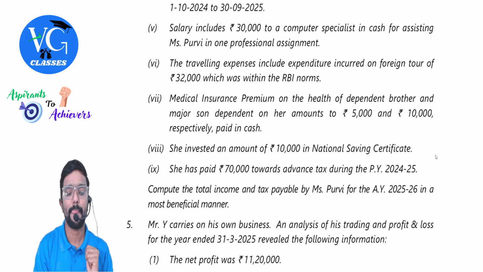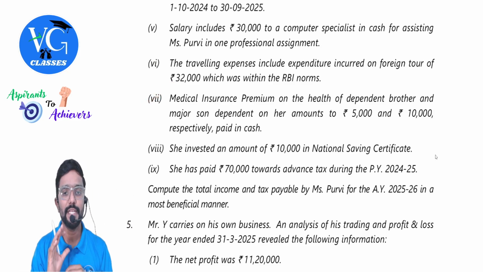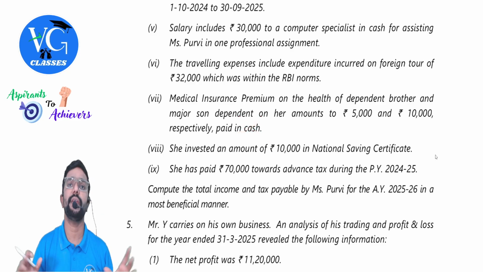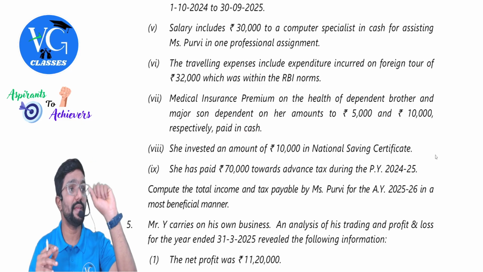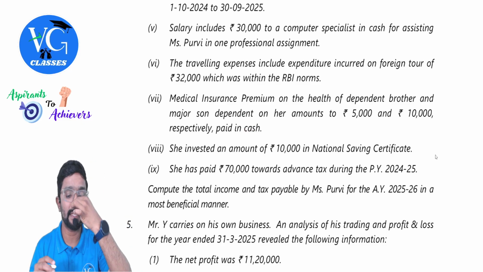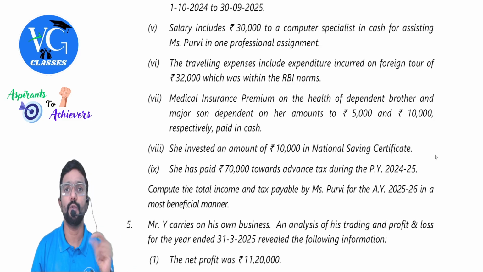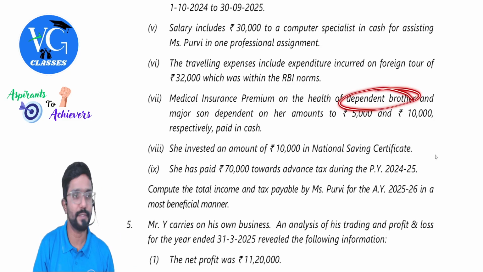Next, medical insurance premium on the health of dependent brother and major son. Guys, dependent brother is not covered in the list. And major son dependent on her amounts to 5,000 and 10,000 respectively, paid in cash. You cannot pay in cash. Only for preventive health checkup up to 5,000 you can pay in cash. Whereas here it is paid as premium. Is it allowed, sir? No. See, first of all, brother is not covered.